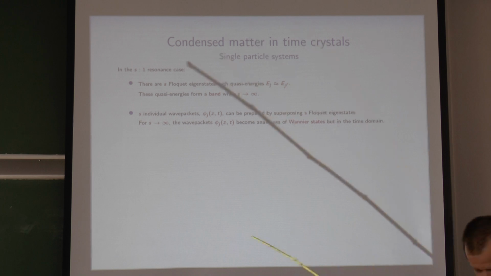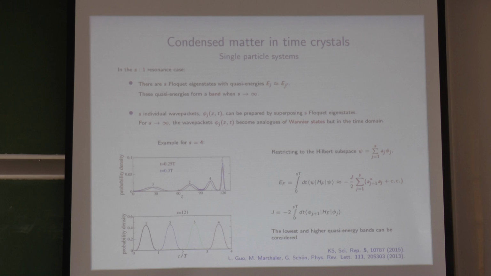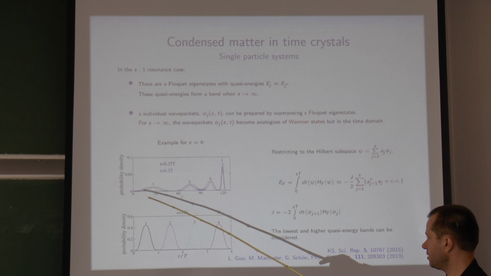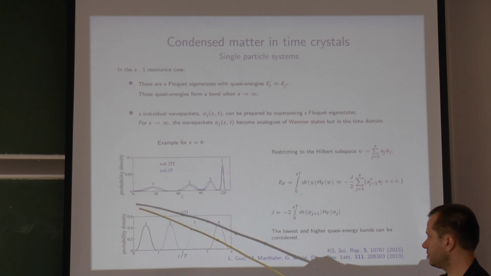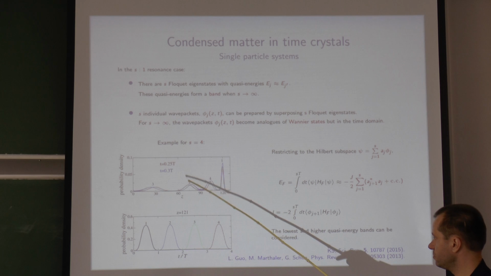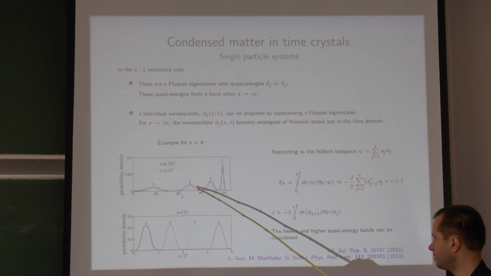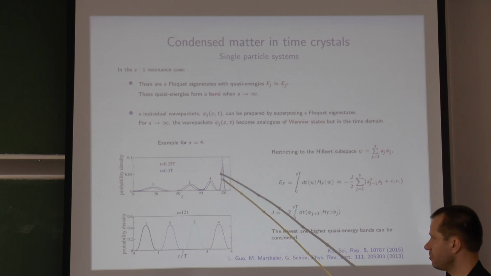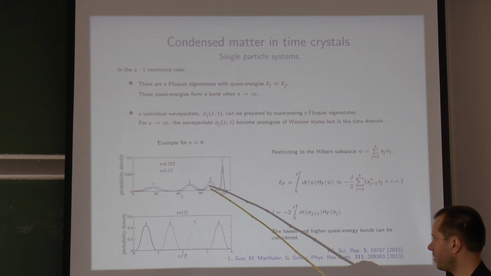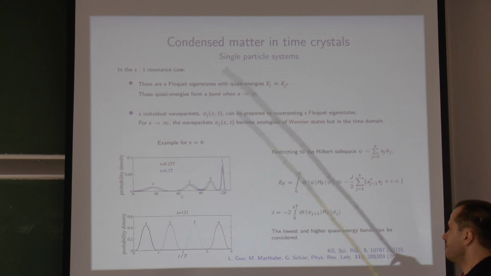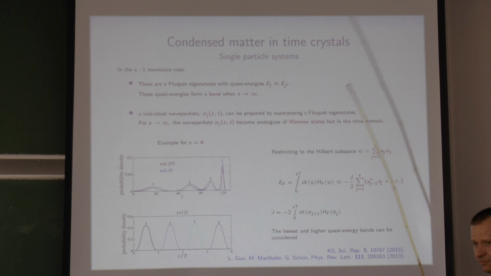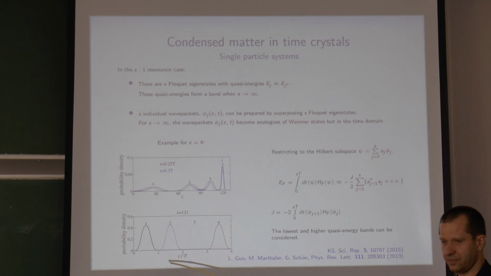Let me show you an example. This is an example for S equal 4. Here a single Floquet state is plotted in the configuration space for two different time moments. So we see that for S equal 4 we have 4 wave packets, and we can even find in which direction these wave packets are moving at this moment. But the configuration space is not the domain where we can observe crystalline structure. The domain where we can observe crystalline structure is the time domain.